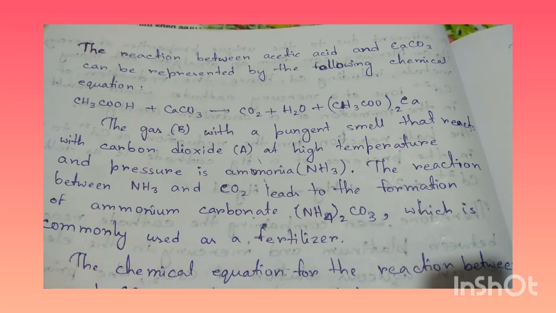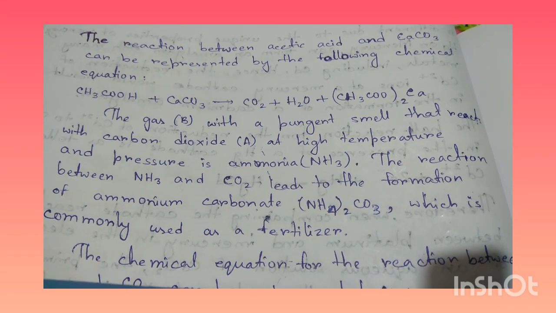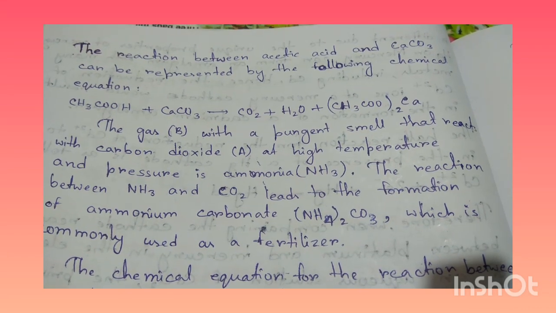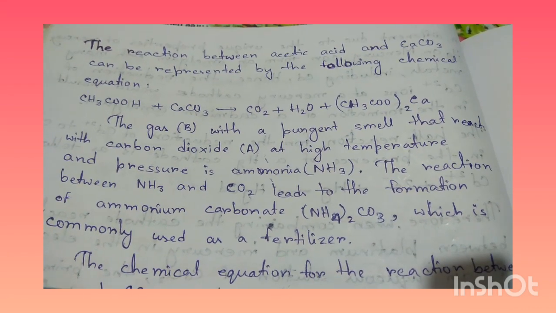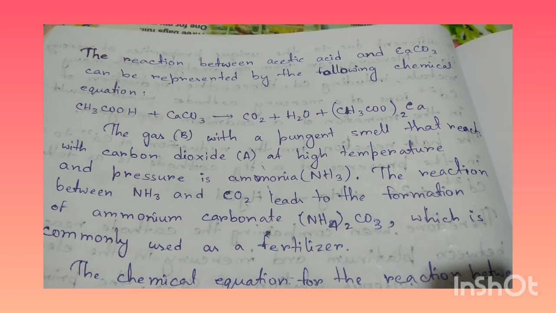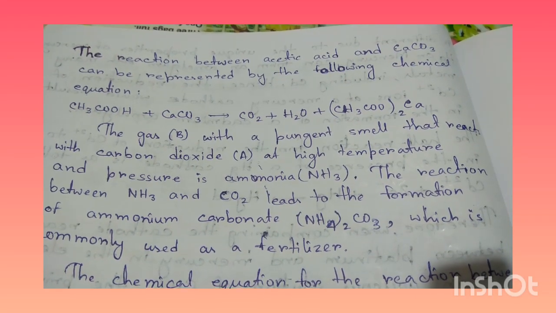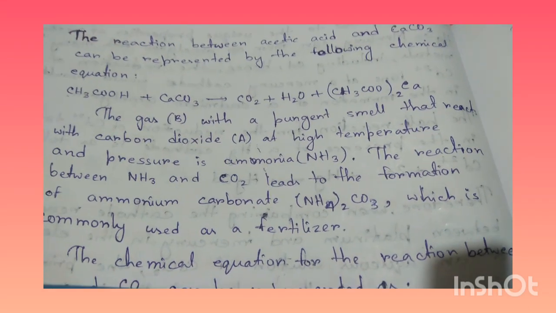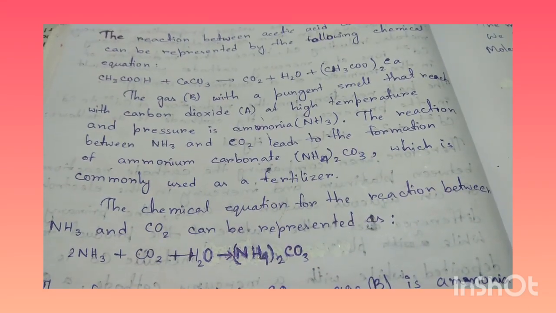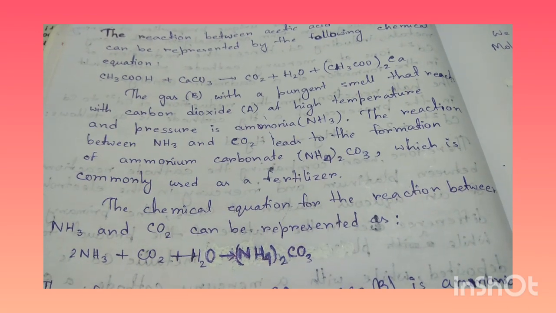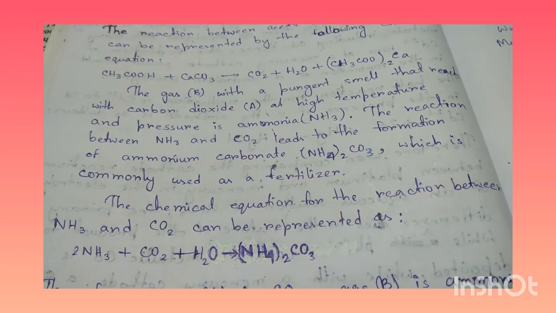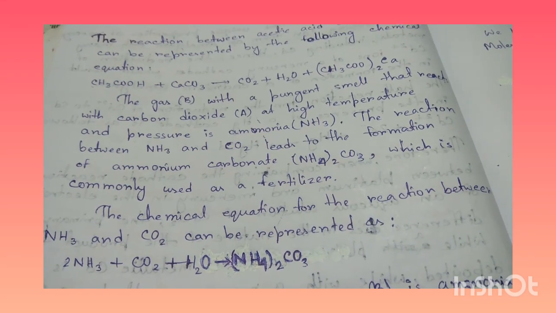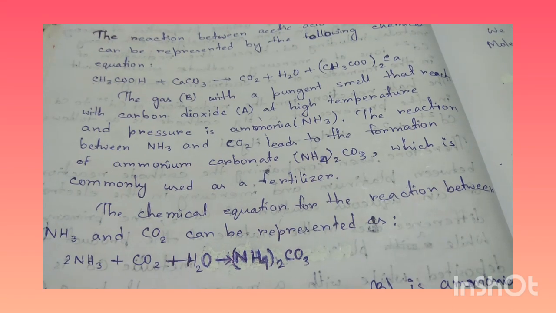The gas B with a pungent smell that reacts with carbon dioxide A at high temperature and pressure is ammonia NH3. The reaction between NH3 and CO2 leads to the formation of ammonium carbonate, which is commonly used as a fertilizer. The chemical equation for the reaction between NH3 and CO2 can be represented as 2NH3 plus CO2 plus H2O is equal to (NH4)2CO3. Fertilizer ammonium carbonate.